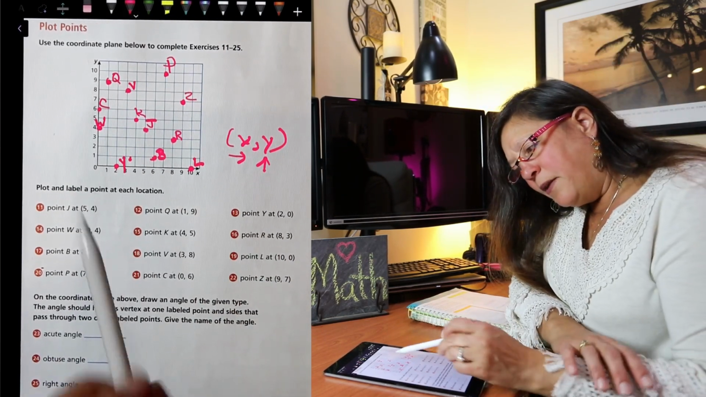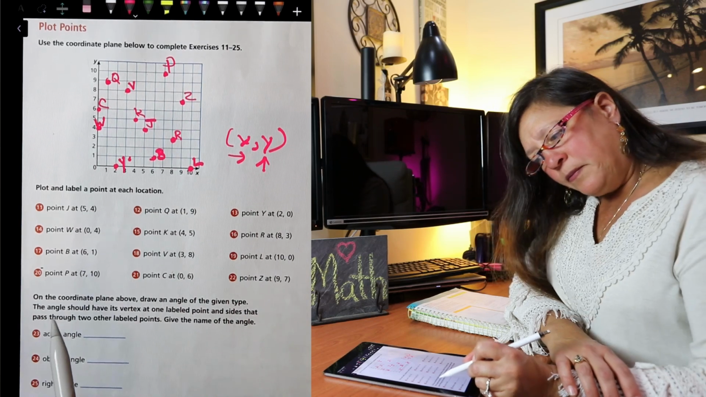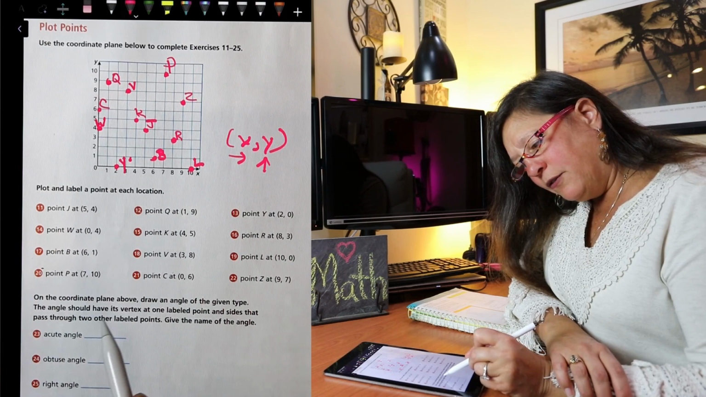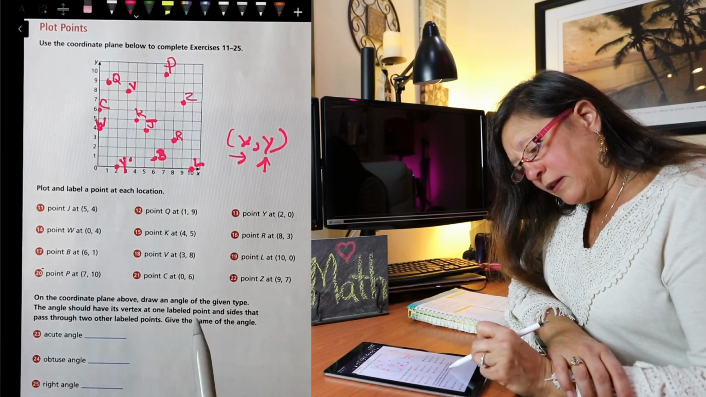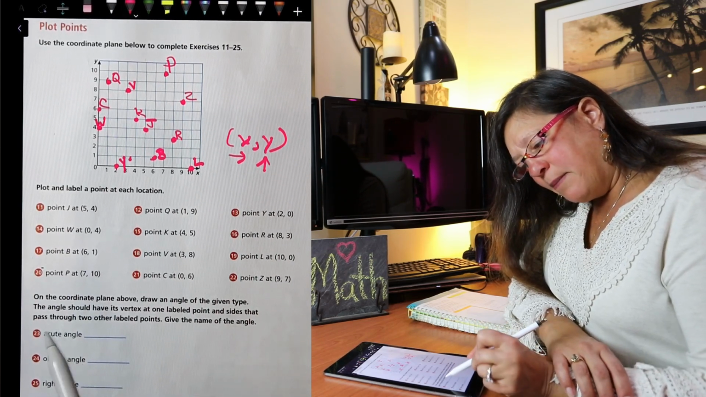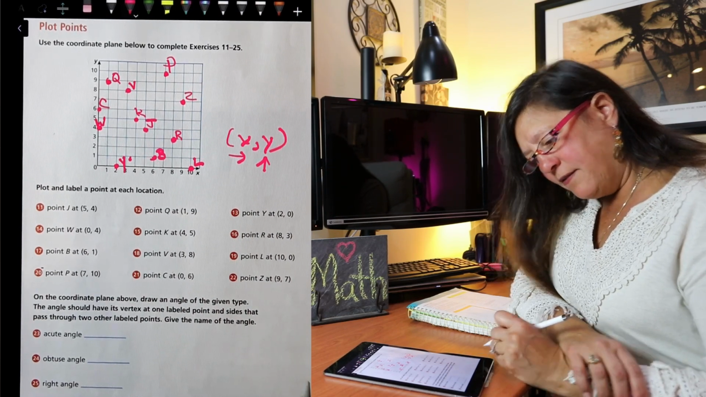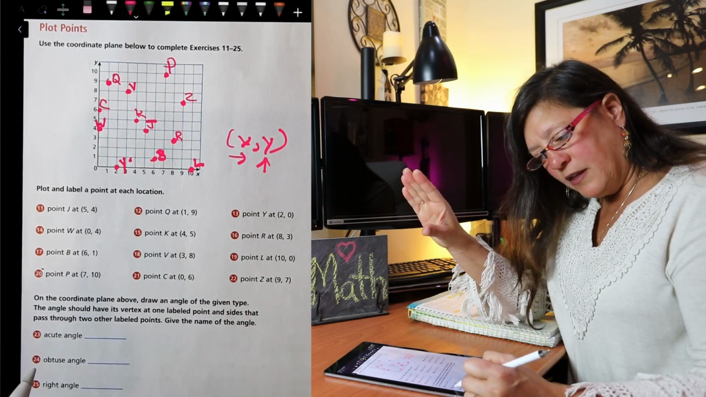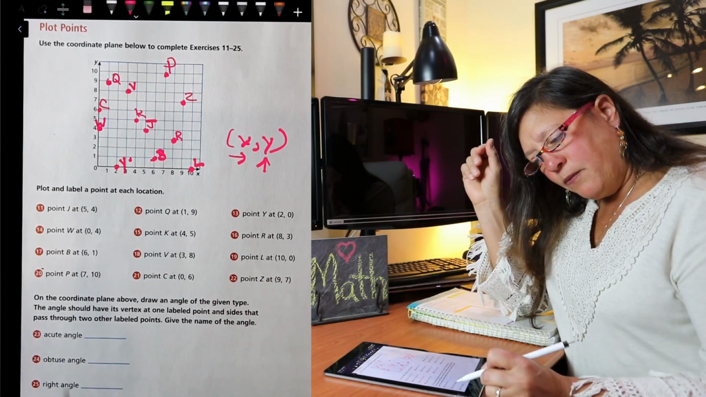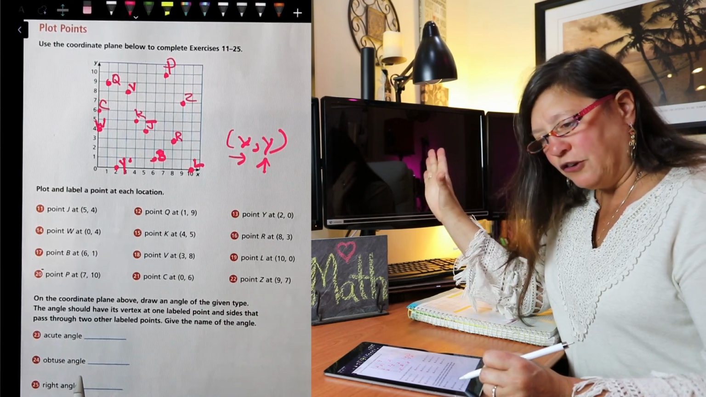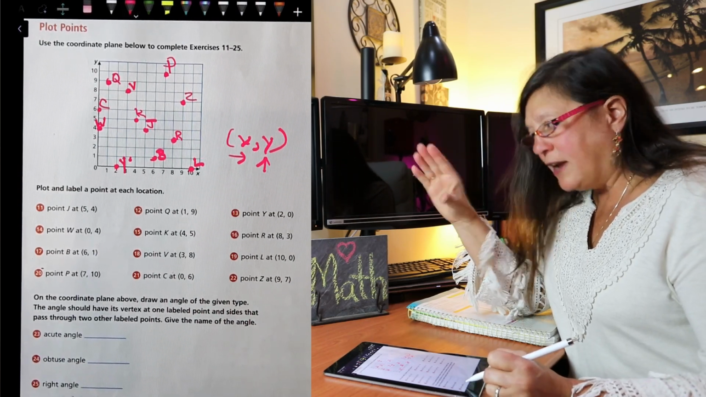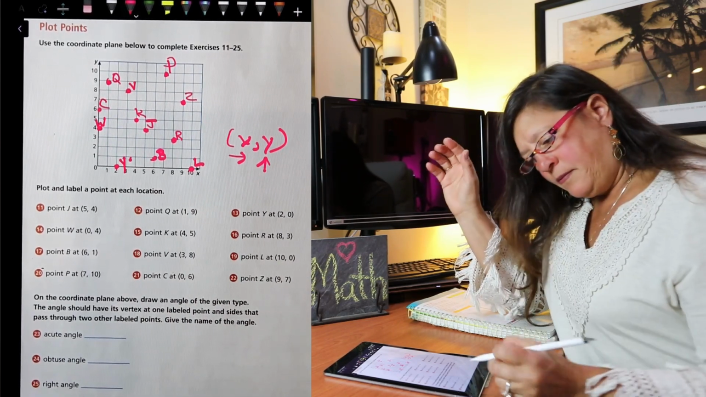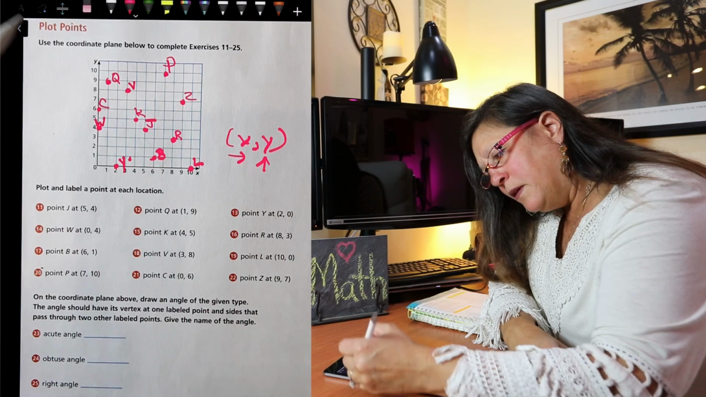Okay, so now that we have all of those plotted, it tells us on the coordinate plane above, draw an angle of the given type. The angle should have its vertex at one labeled point and sides that pass through two other labeled points. Give the name of the angle. So we have an acute angle, which is smaller than a right angle. An obtuse angle, which is larger than a right angle. And then a right angle, which is straight up and down. Okay, right angle.